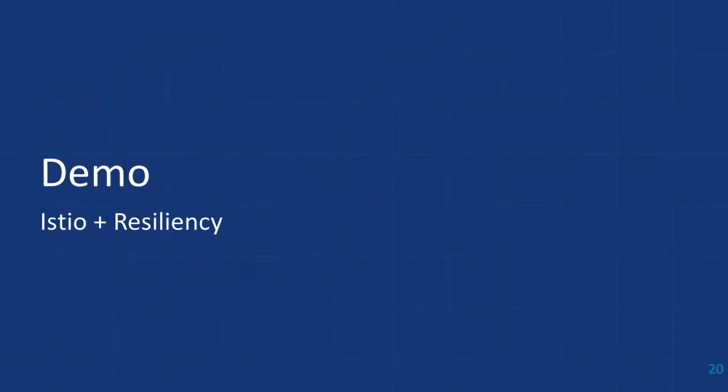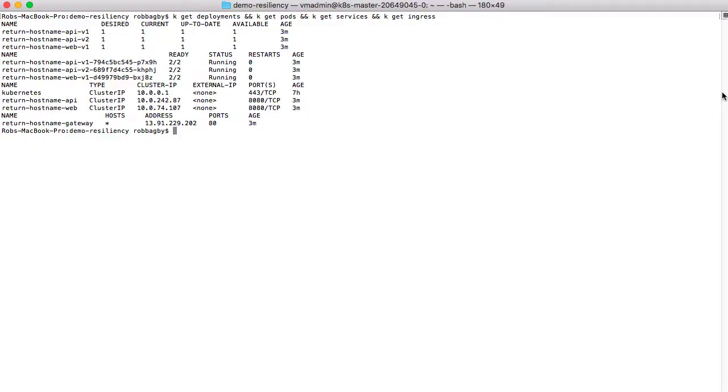So why don't we take a look at a demo that illustrates some of the features of Istio with regard to resiliency. So let's take a look at some of the resiliency features, one from each angle, one from the angle of how do I test my app, and then another one from how do I actually do something like implement retry logic.